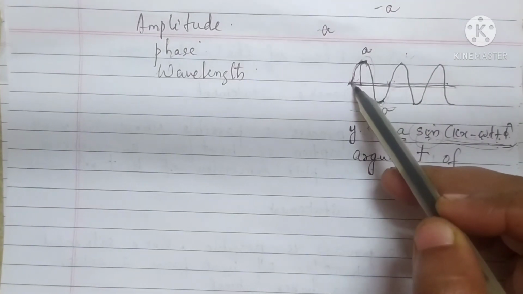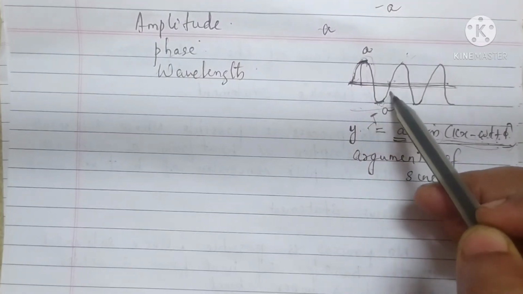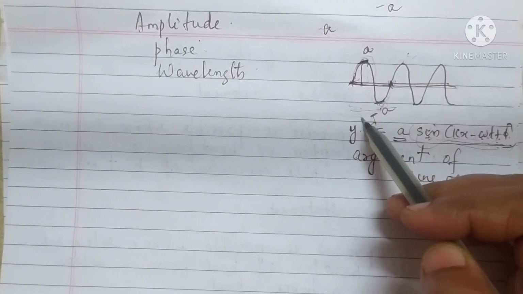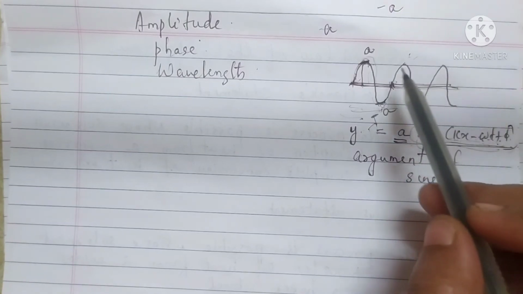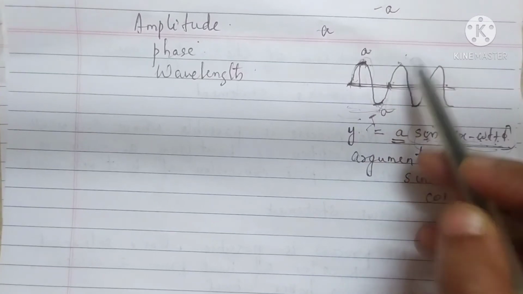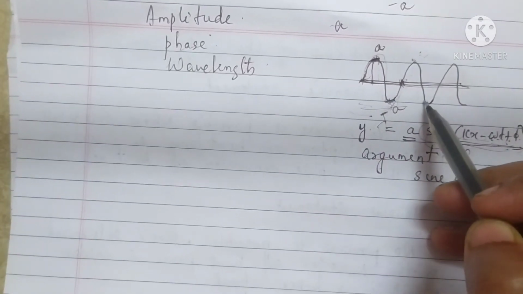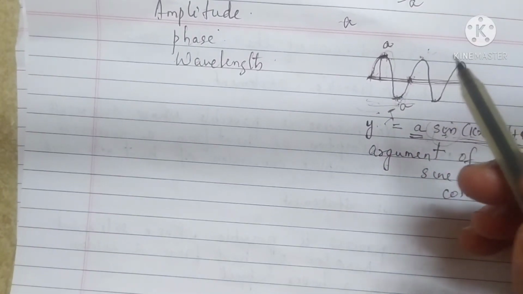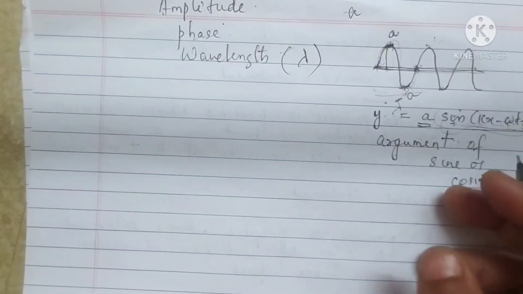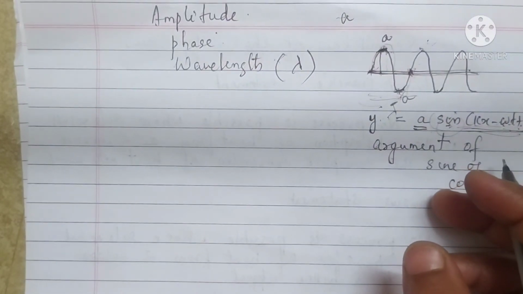Understood? That is the distance starting from here, it will complete its one vibration or one oscillation at this point. This distance you can call it as wavelength, or otherwise you can say that it is the minimum distance between two particles having the same phase, means from here to here or from here to here. That is also known as wavelength, and is denoted as lambda. Wavelength is denoted by lambda and unit is meter. Understood? That is known as wavelength of the wave.